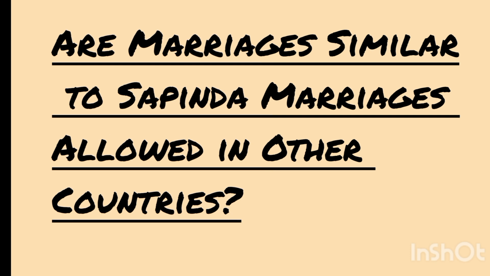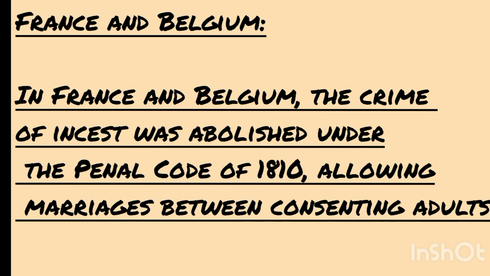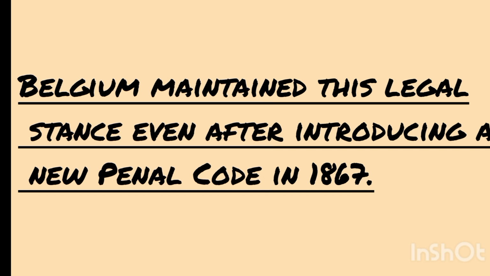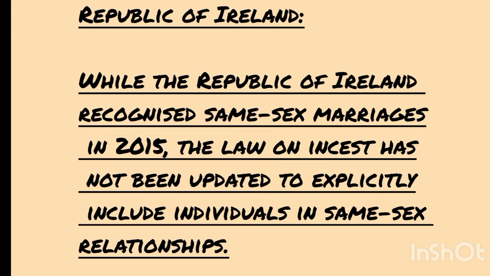Let's see if marriages similar to Sapinda marriages are allowed in other countries. Let's take the example of some countries. In France and Belgium, the crime of incest was abolished under the Penal Code of 1810, allowing marriages between consenting adults. Belgium maintained this legal stance even after introducing a new penal code in 1867. Portuguese law does not criminalize incest, implying that marriages between close relatives may not be prohibited, whereas the Republic of Ireland recognized same-sex marriages in 2015. The law of incest has not been updated to explicitly include individuals in same-sex relationships.